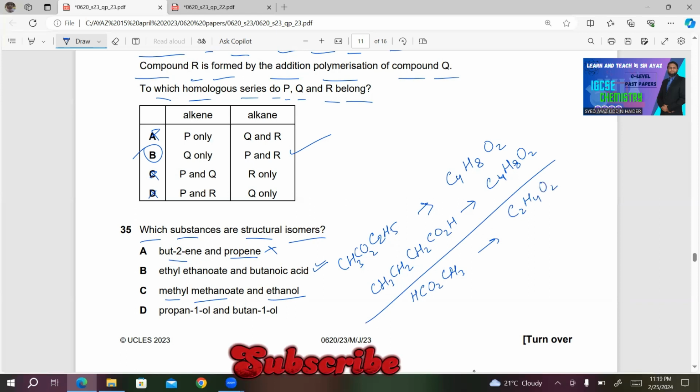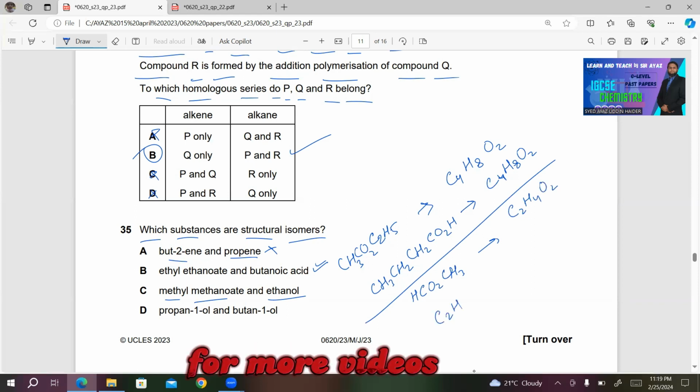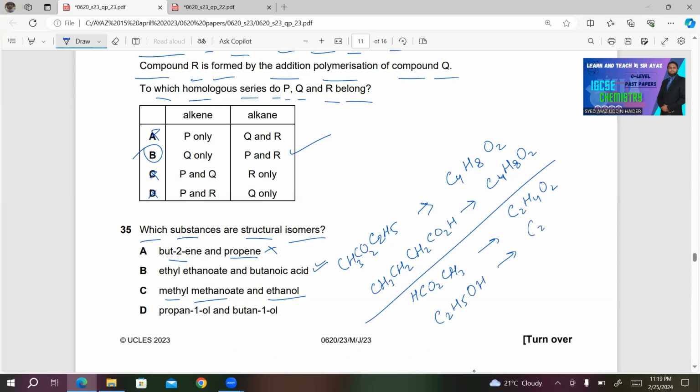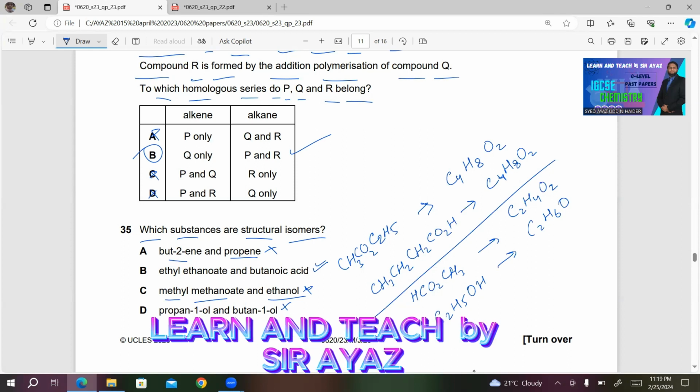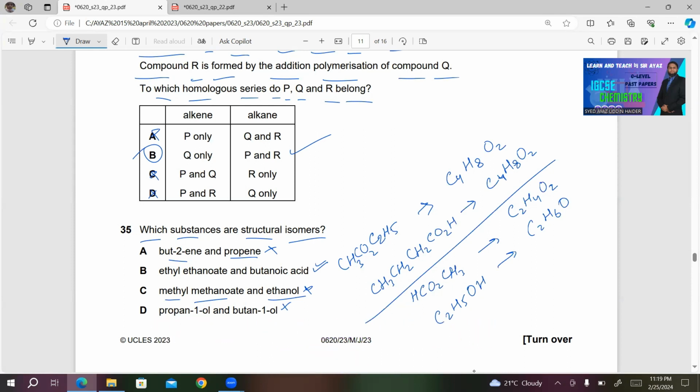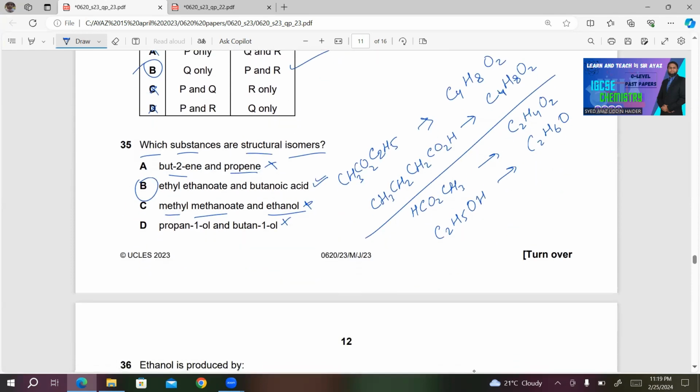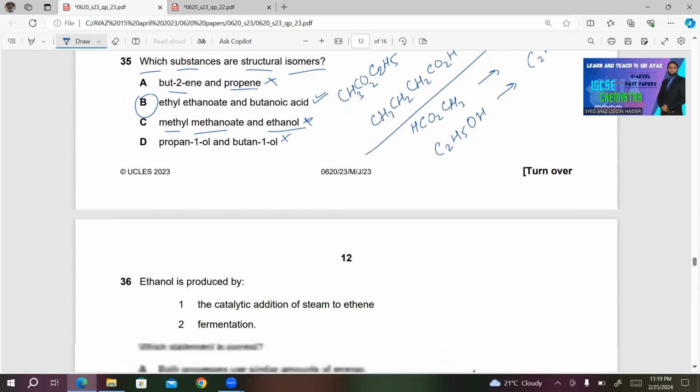And ethanol is C2H5OH. This is an alcohol. We have C2H6O. This can't be having same molecular formula. So this is incorrect. Last one, propanol and butanol. I'm not going to write the molecular formula for these because both of these have different number of carbon atoms. So B will be the right answer for this question.